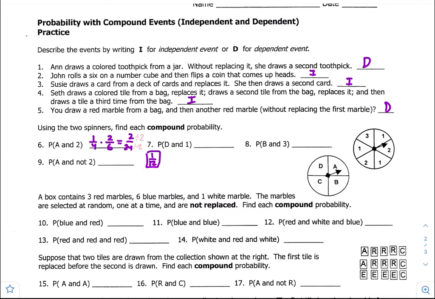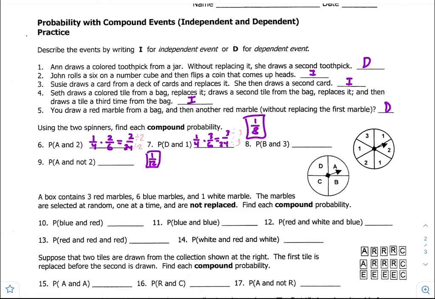1/4 chance of spinning for an A, and 2/6 chance of spinning for a 2. Okay, probability of D and 1. So probability of getting a D is 1/4. And the probability of rolling a 1, 2, 3, 3/6. So we're going to get 3/24, and you can divide top and bottom by 3 to simplify that fraction, so we get 1/8.